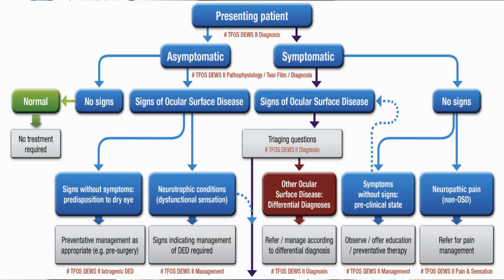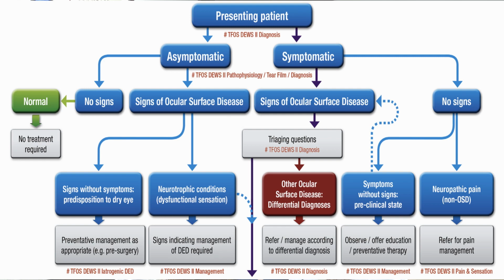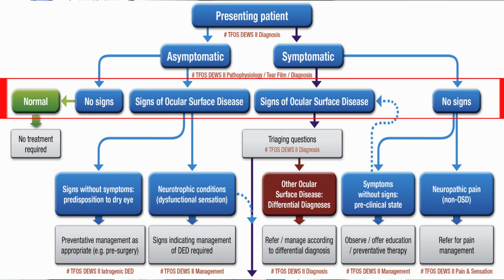Now let's look at the upper portion of the scheme, which is a key addition when compared to the scheme from the 2007 TFOS-DED report. This provides a clinical decision algorithm beginning with the assessment starting with symptoms, then followed by a review for clinical signs of ocular surface disease.